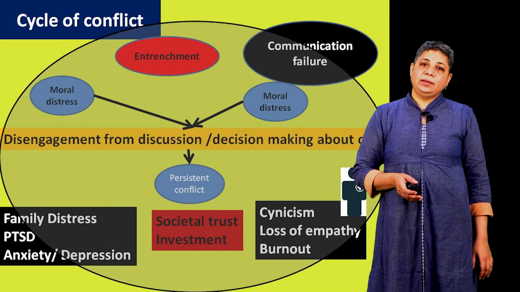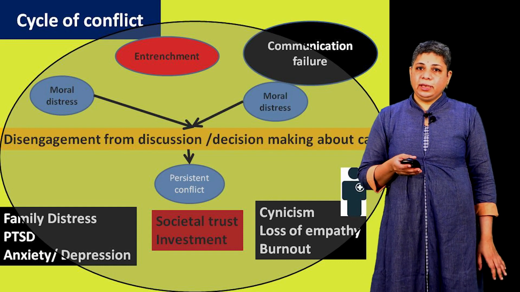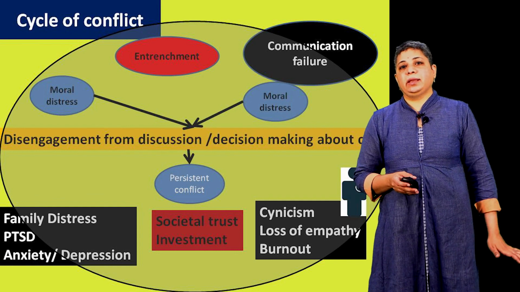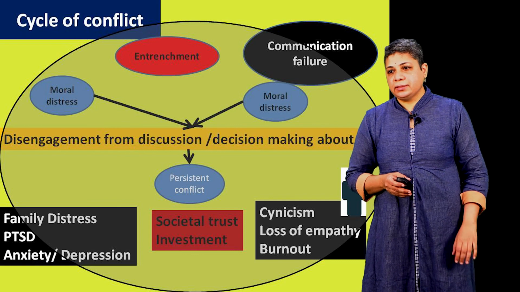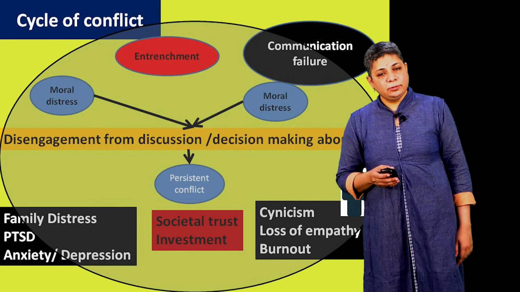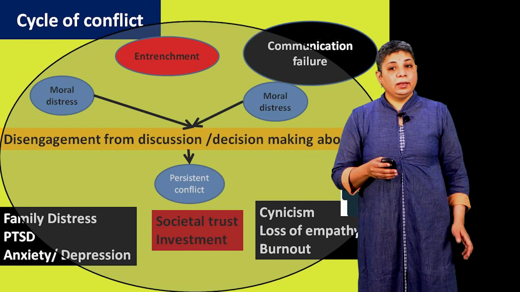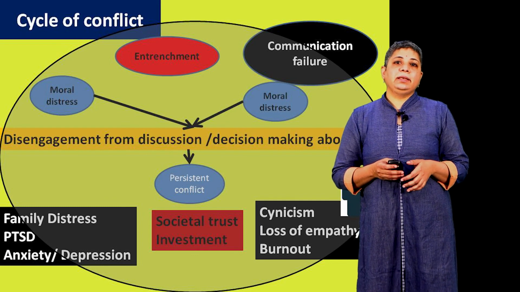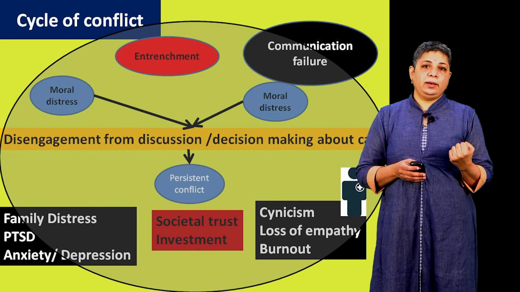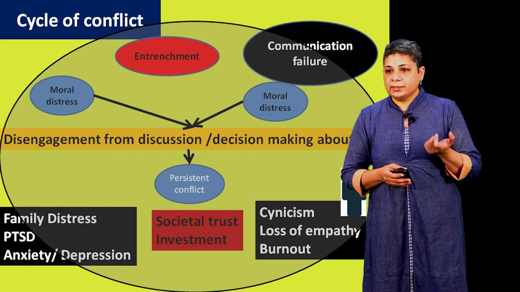So now let's understand the cycle of conflict. Communication failure, we should understand, is there throughout this entire cycle. It's there at every stage. Basically what happens is there are two parties, two ideas, two interests in a conflict. When these get entrenched, that means both parties are sticking to their stand and not willing to make any kind of compromise, that is when a conflict begins.